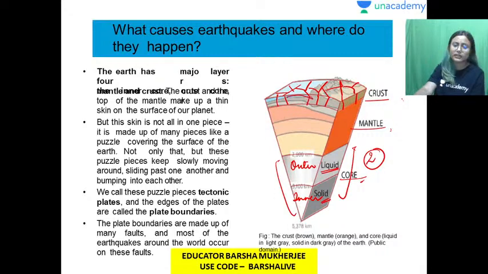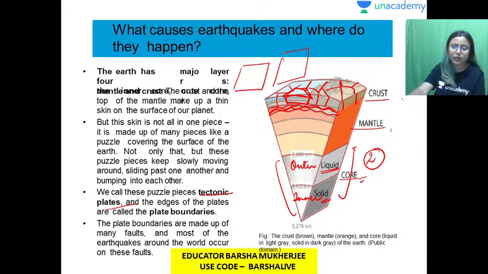These rock blocks are floating. This whole portion is floating on a semi-molten layer of magma, which is very hot and is known as asthenosphere. These rock blocks are called tectonic plates, and the zone where the maximum activity takes place is the boundaries of the plate. Of course, see, this is one plate, this is another plate.